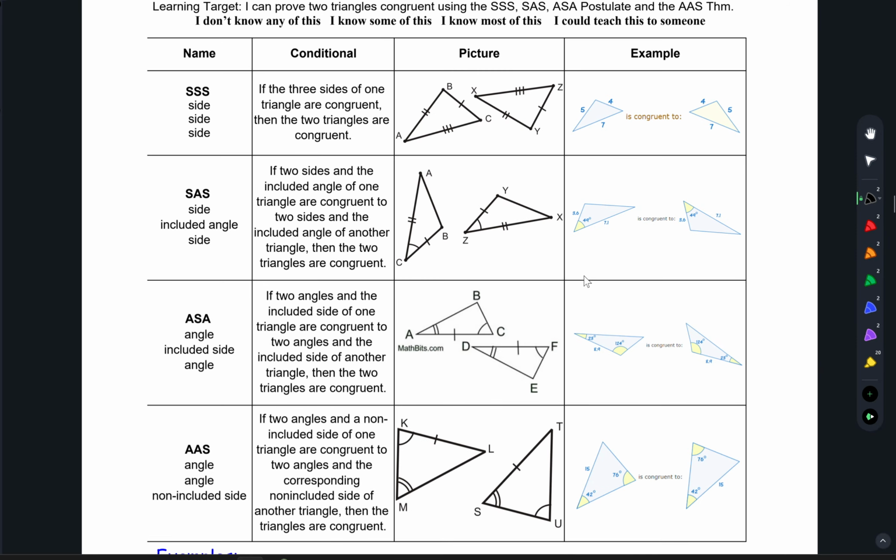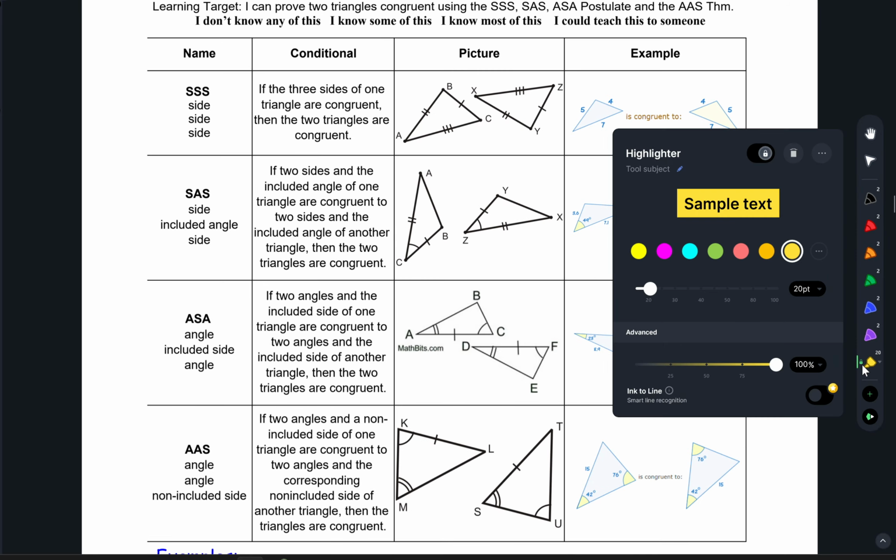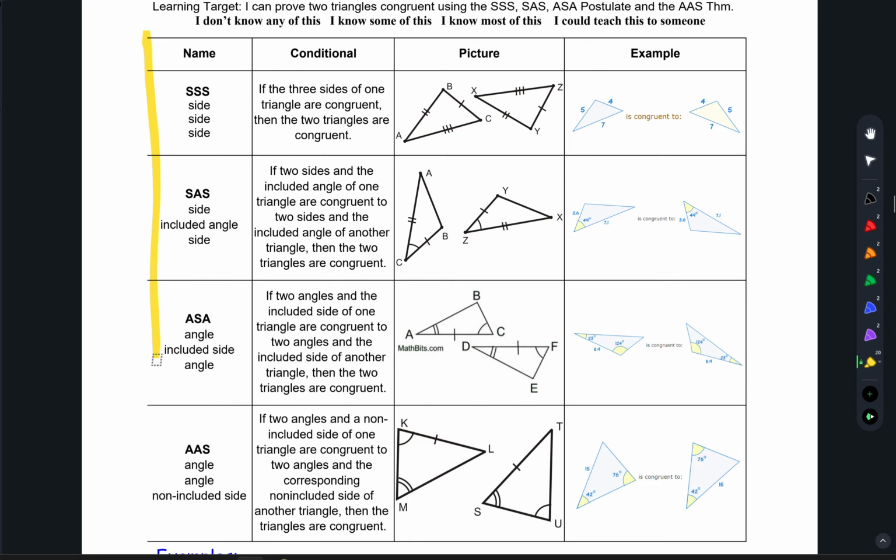This is a very important table. We do need to know all of the things in this table, so maybe give it a highlight. And we're going to start with our first one.